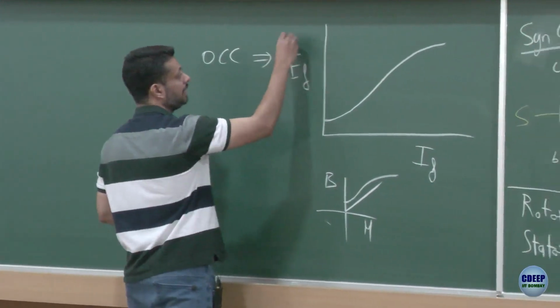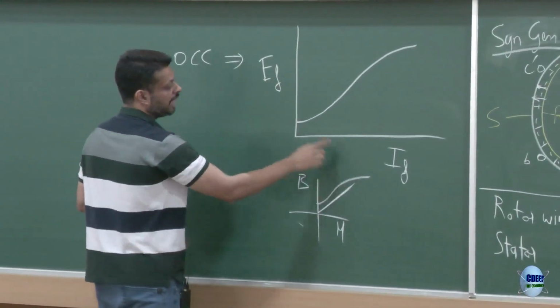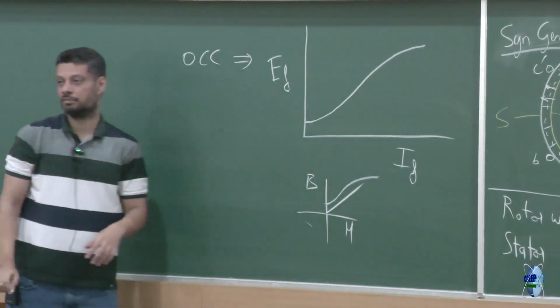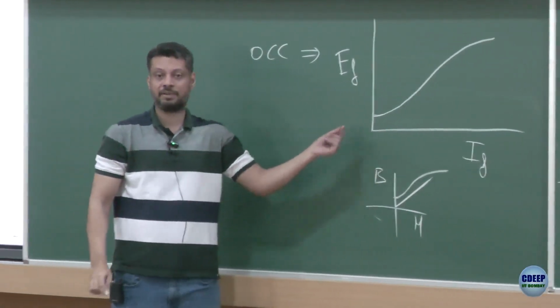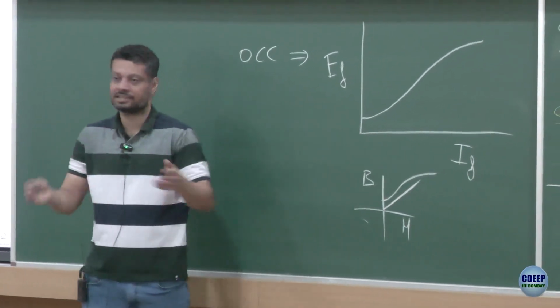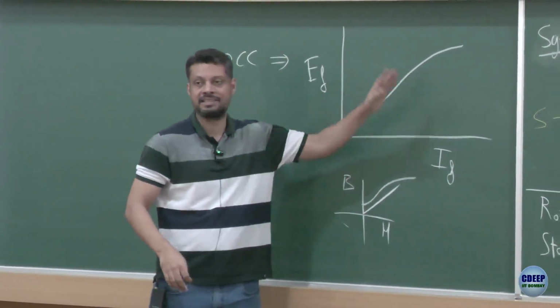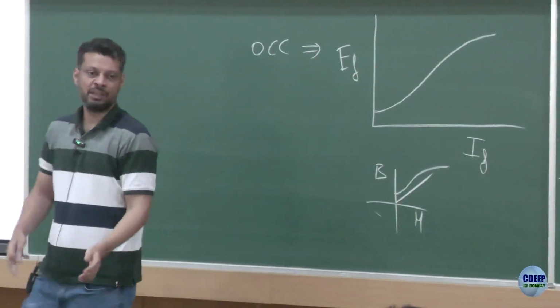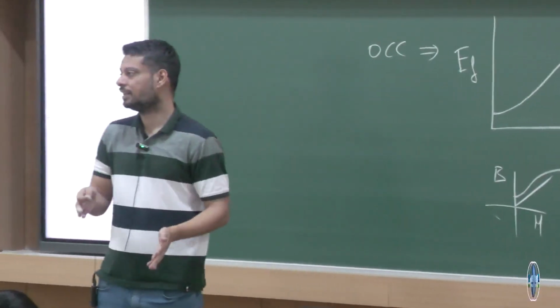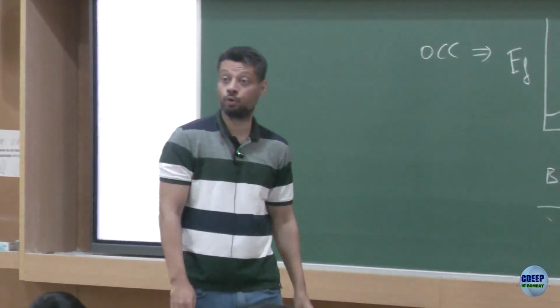So that means it will be EF versus IF, a non-linear curve. Even if you don't give any IF, assuming that there will be some residual flux, you may get a small EF. Of course, if you give a reasonable IF, you will get a reasonable EF magnitude. And you can adjust the EF magnitude by adjusting IF current that is flowing in the rotor.